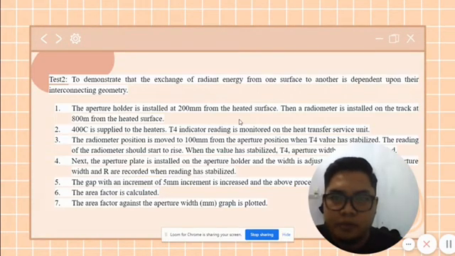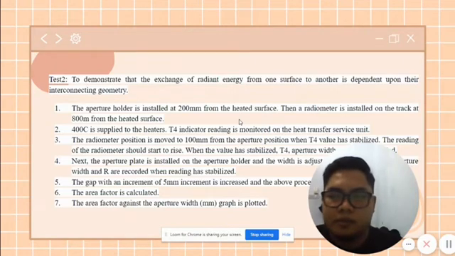First, the aperture holder is installed at 200 mm from the heated surface. Then a radiometer is installed on the thread at 800 mm from the heated surface. 400 Celsius is applied to the heater. The T4 indicator reading is monitored on the heat transfer service unit.